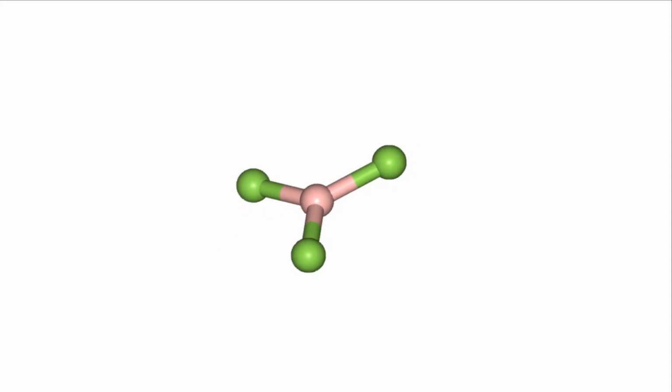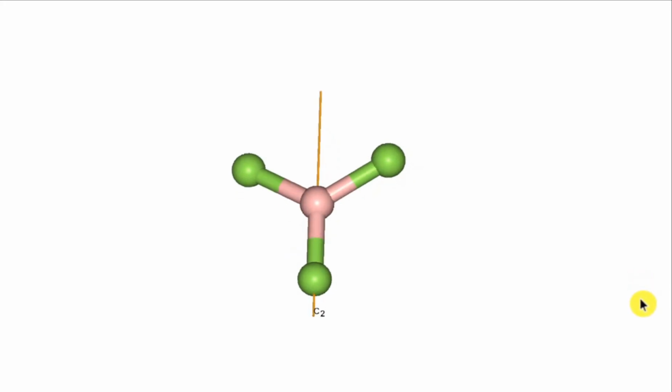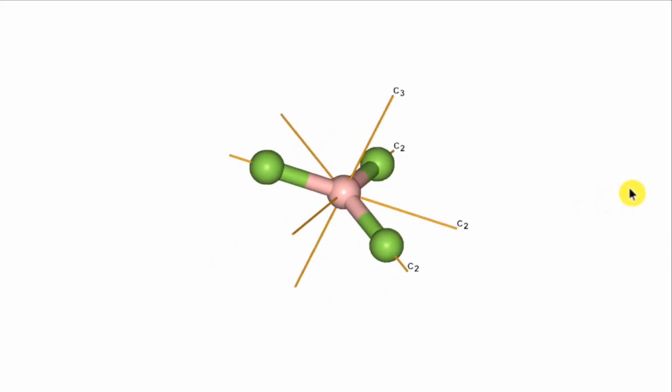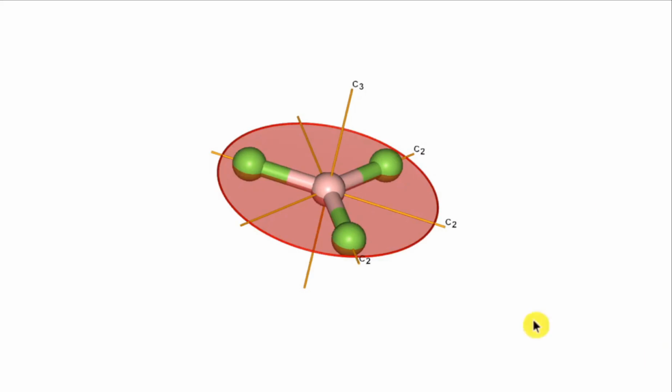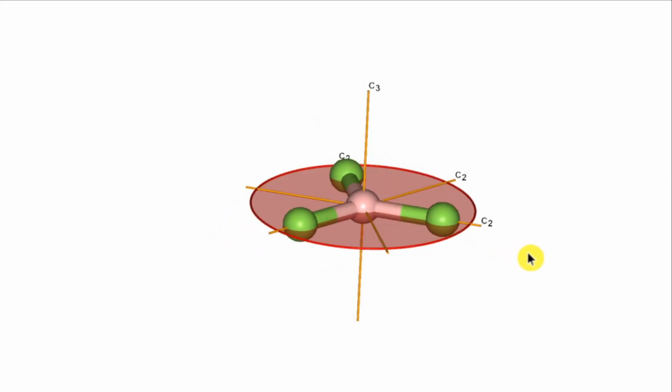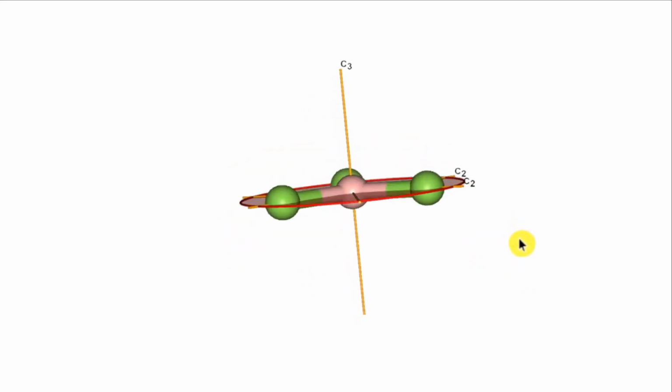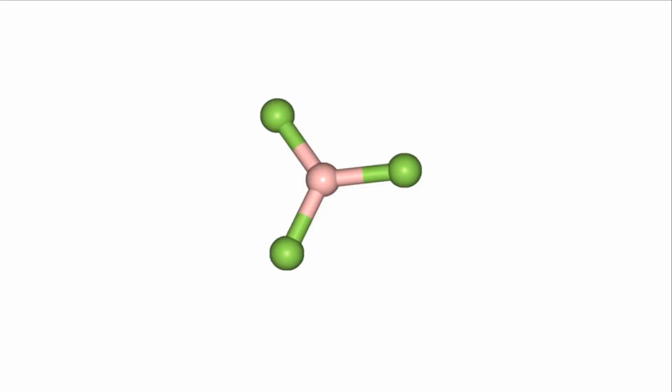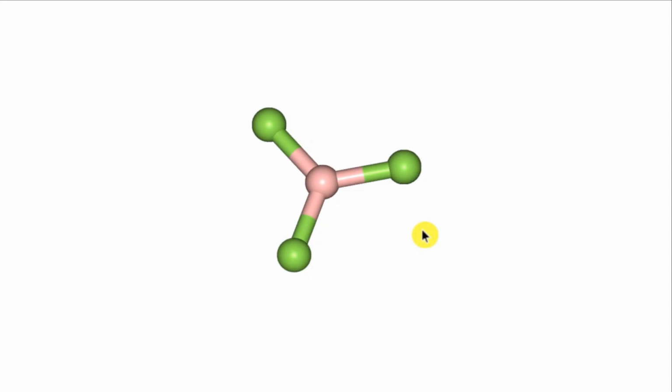One is a C3 axis and the others are 3 C2 axes perpendicular to the C3 axis, right? So all C2 axes are along the plane, and the C3 axis is perpendicular to this plane. So this is an example for a molecule which contains more than one axis of symmetry. So boron trifluoride possesses a C3 axis perpendicular to the molecular plane and 3 C2 axes passing through each boron-fluorine bond. Now there is a term called principal axis, which is the highest order rotational axis in a molecule.